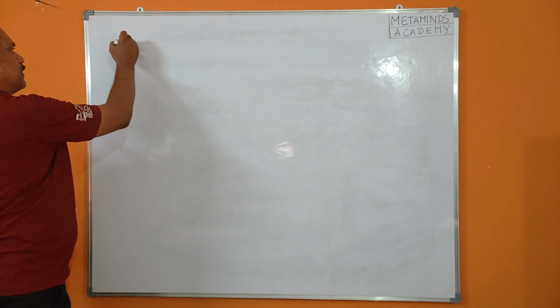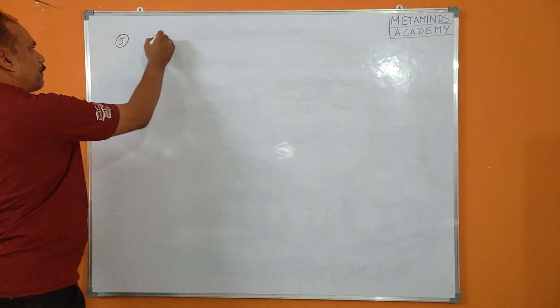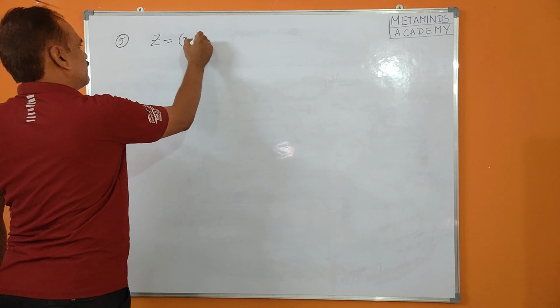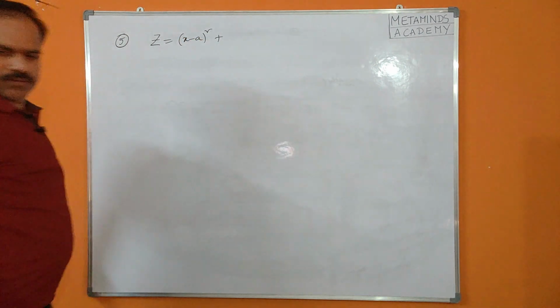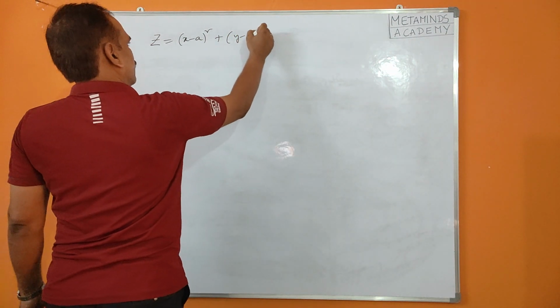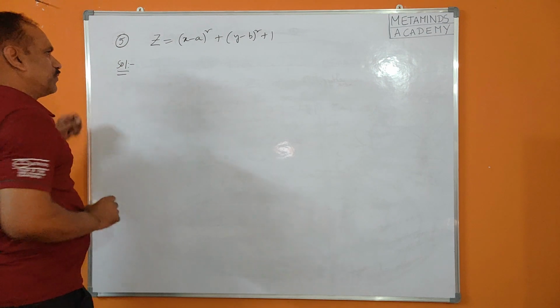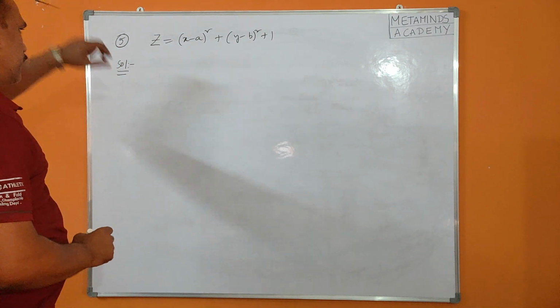4xyz equal to pq is the required answer, right? Now let us take one more problem. z equal to (x minus a) whole square plus (y minus b) whole square plus 1. This is also very simple compared to the previous problem.